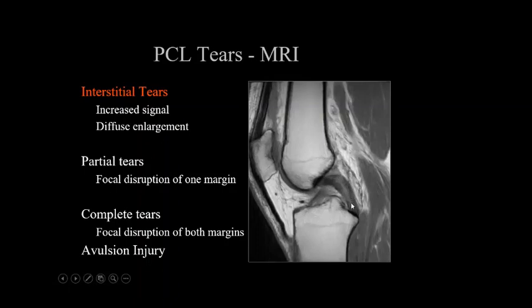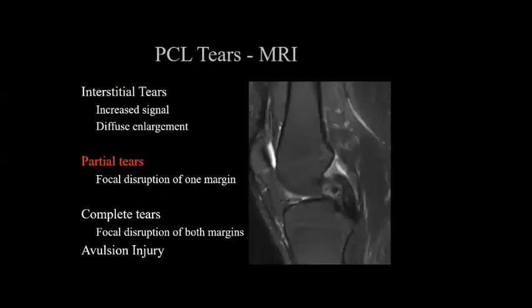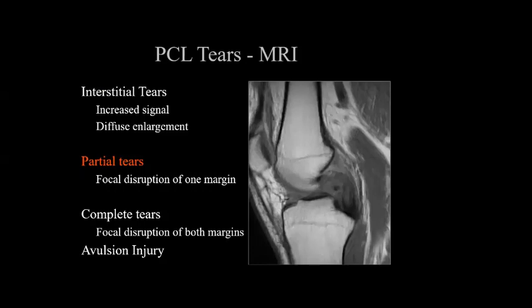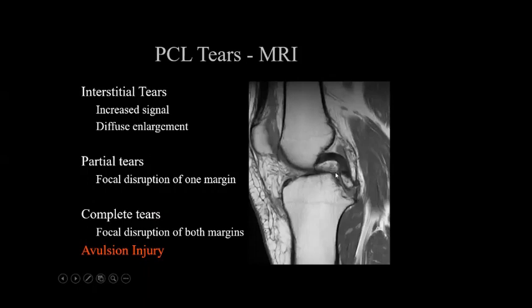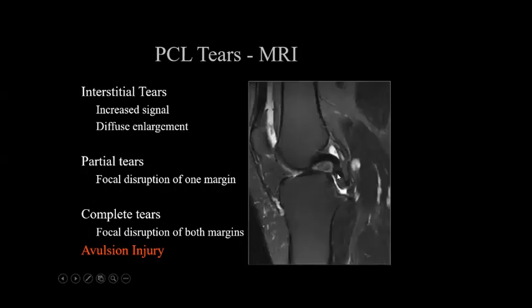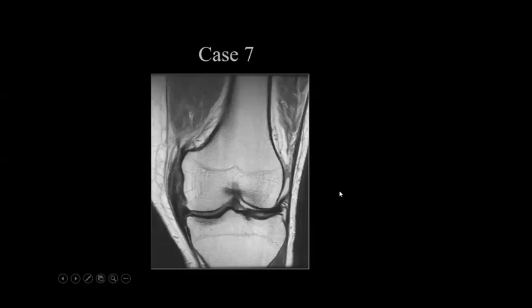There is actually no disruption of the PCL. There is just signal change within the PCL and thickening and striation. So this is a typical appearance of a PCL partial tear or PCL sprain injury. And here, the same thing. Here we see disruption of the femoral attachment of the PCL. So this is a complete tear of the femoral attachment of the PCL. Here we see bony avulsion injury of the tibial attachment of the PCL. Same thing, bony avulsion injury of the tibial attachment.